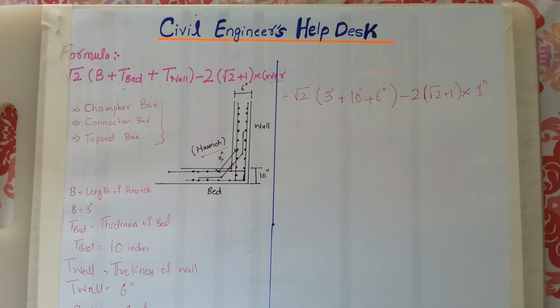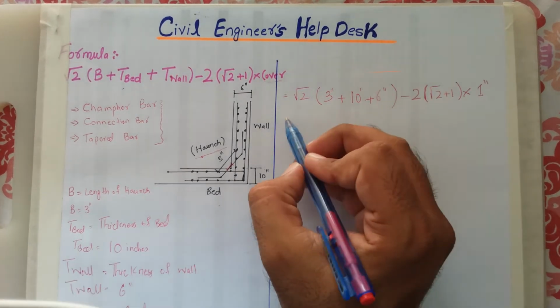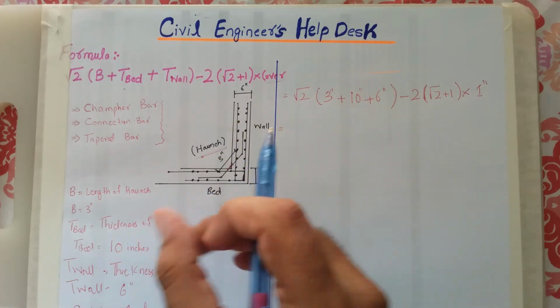1 inch as given in our notes, that for an underground water tank the cover will be 1 inch, and every structure's cover will be different. So refer to your drawing whenever you are solving with this formula.